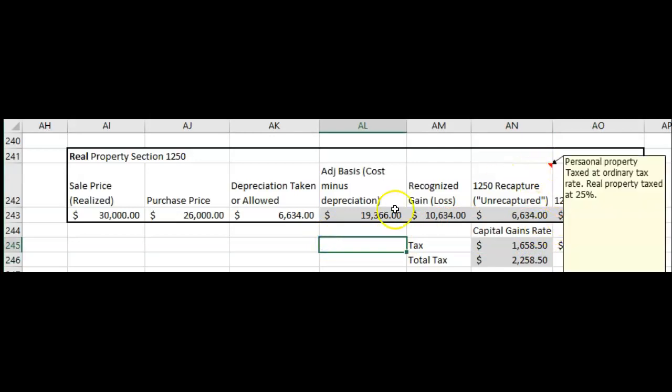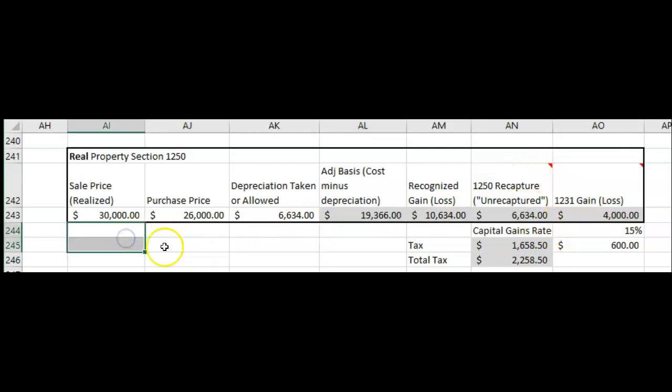So this is my 1250 calculator that I created so I can use it in my course throughout the rest of the semester.